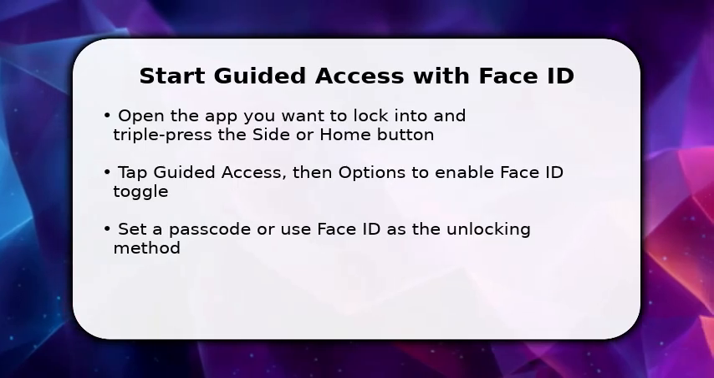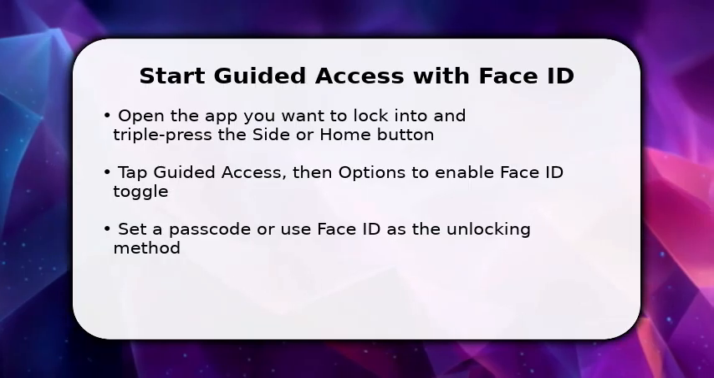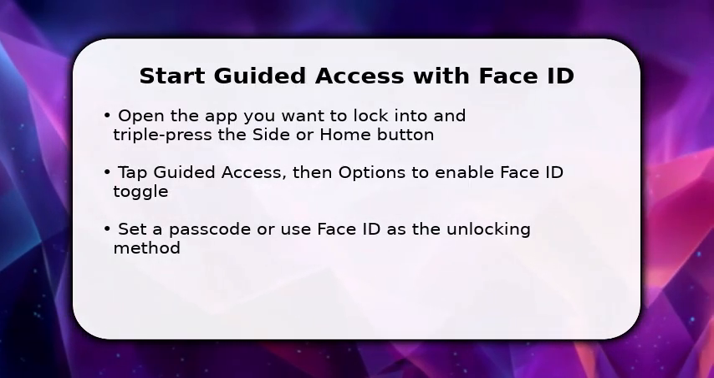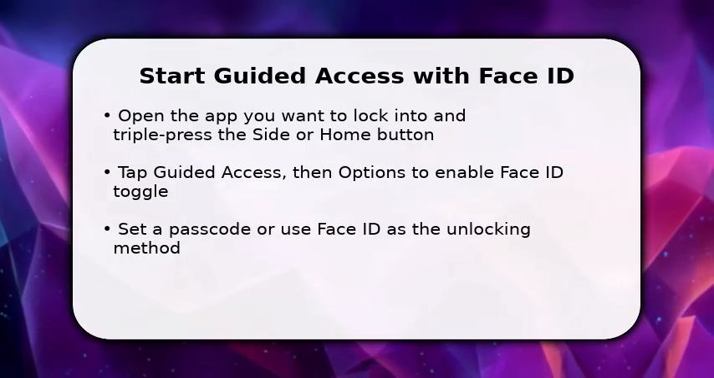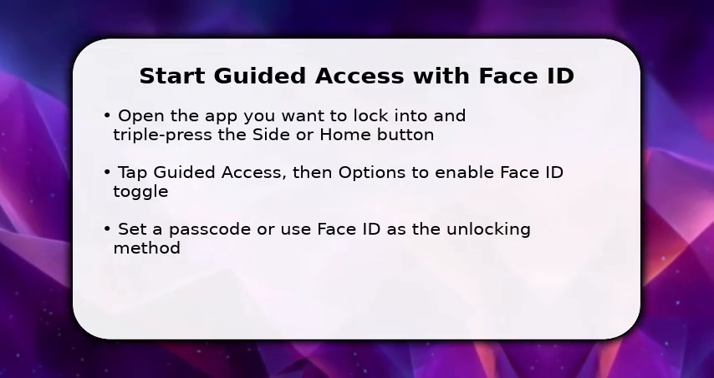Enjoy the video. You're starting inside the app you want to lock. Triple press the side or home button now to open guided access controls. Tap guided access and then tap options. Make sure Face ID is enabled here. If you haven't set a guided access passcode, choose one now. This acts as a fallback.